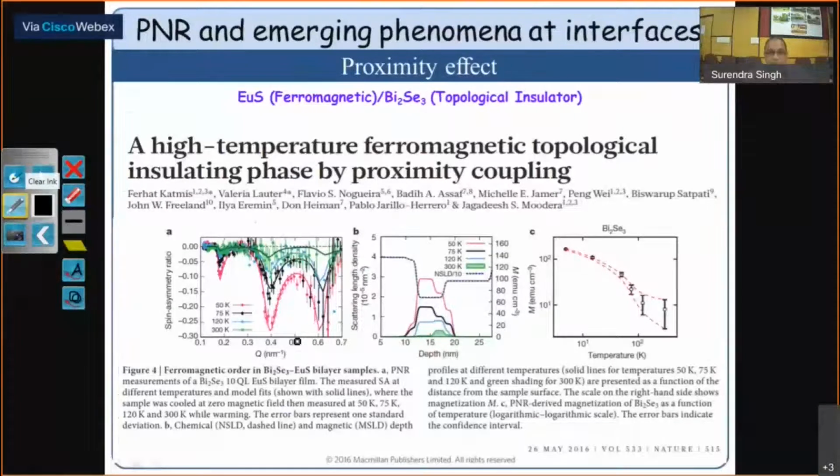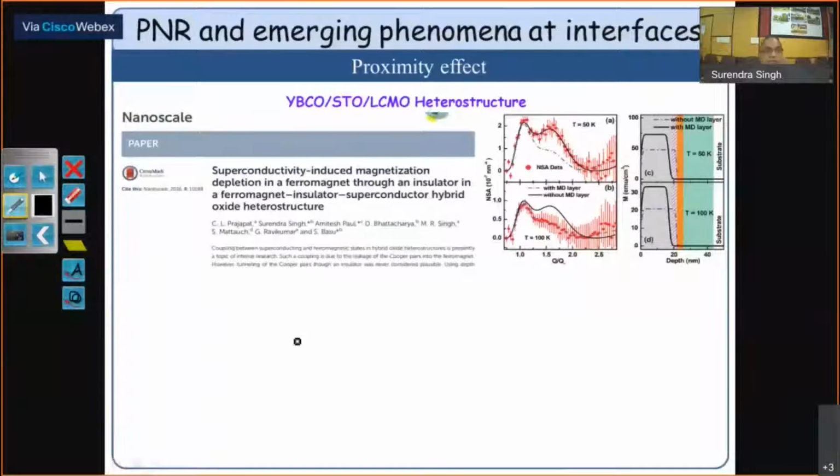Okay, so let us see another system. This is again a proximity effect, but here a superconductor and a ferromagnet. So what we get from the polarized reflectivity, this is YBCO, STO, LCMO. You can see we have a substrate, then this is YBCO grown, this green one, then STO, and then if we see the depth profile, this is our data over here.